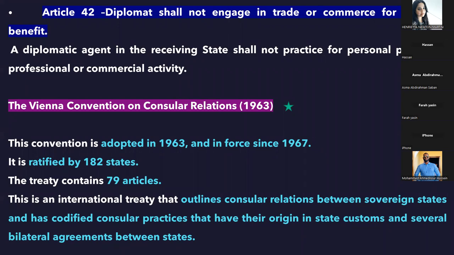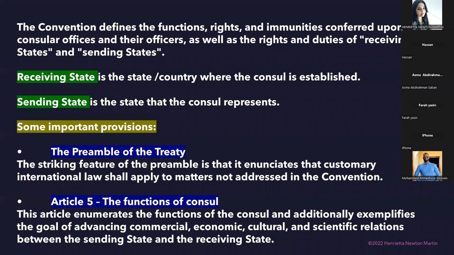So this is an international treaty that outlines consular relations between sovereign states and has codified them. What is codification? That is, it is divided into sections or articles. It has codified consular practices that have their origin in state customs, that is, customs of nations. So it has its actual origin in the customs and usages of different countries and several bilateral agreements between states or nations. This convention defines the functions, rights, and immunities that are conferred upon consular officers and their offices, as well as the rights and duties of the receiving state and sending state.